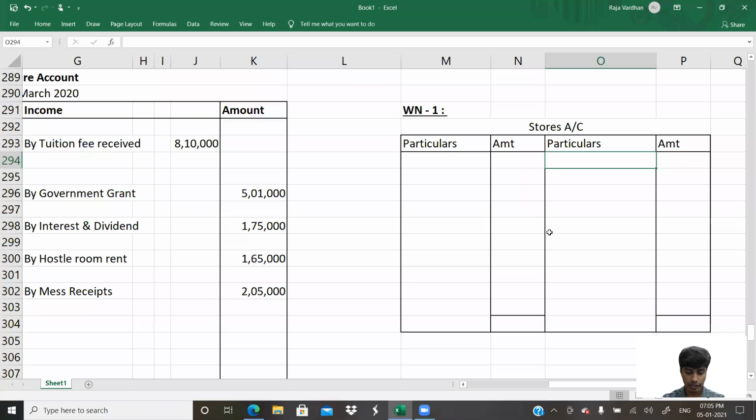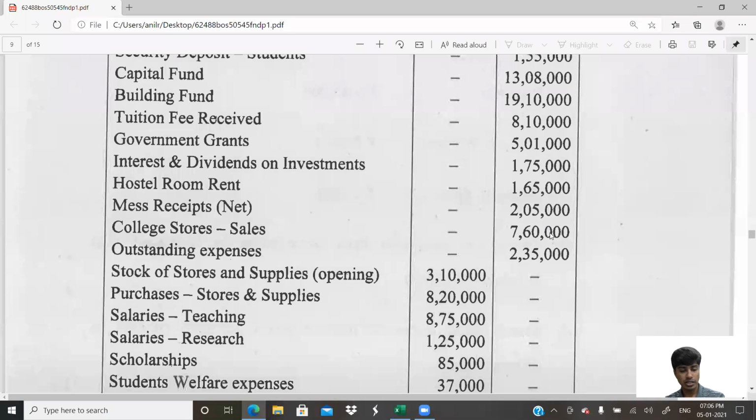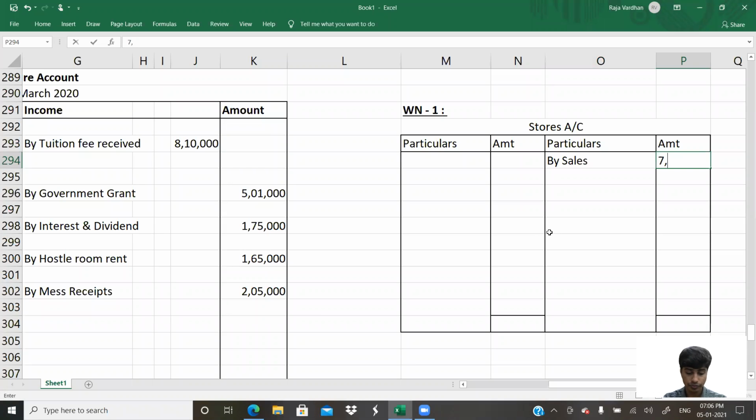So much? 7,60,000. Here by. Can I write it as just sales? How much is it? This is 7,60,000. Yeah, the sales is the value of the assets that is going out. So basically I've written it here by college store sales. That is the amount of decrease. Perfect, guys. So actually I would not be writing it as by sales. I should be writing it as by receipts or something.